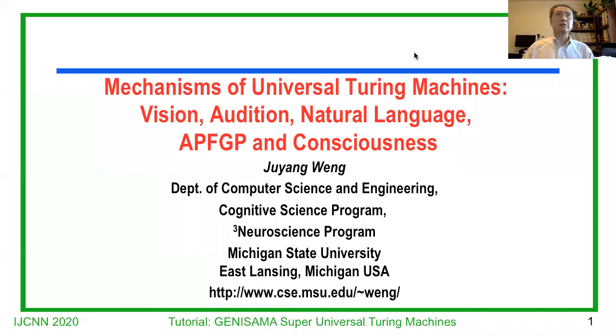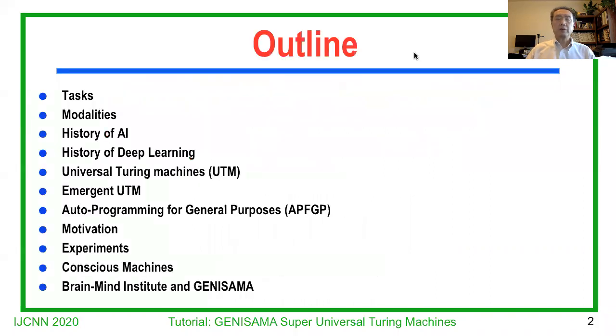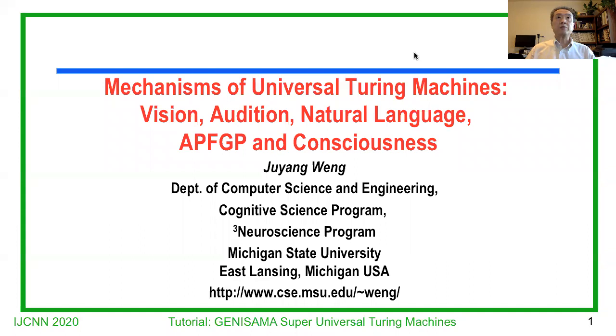The title of the tutorial is Mechanisms of Universal Turing Machines, Vision, Audition, Natural Language. APFGP means Autonomous Programming for General Purposes and Consciousness.